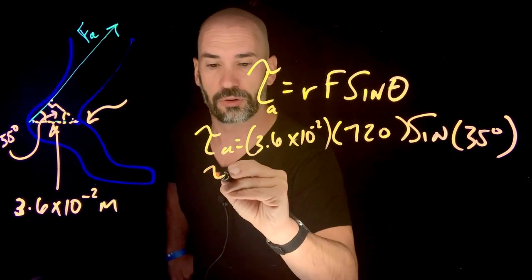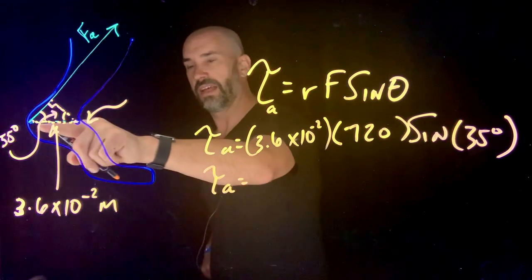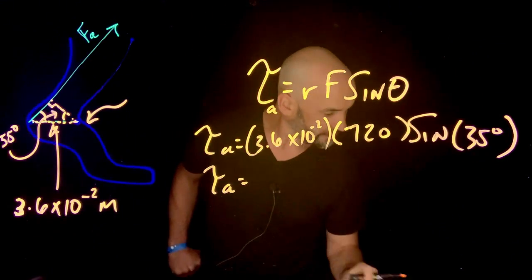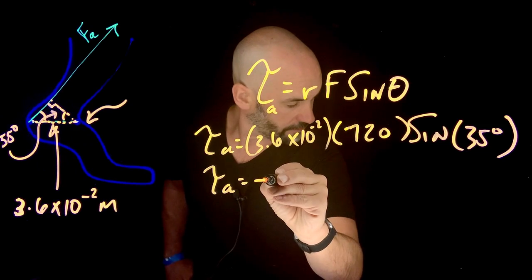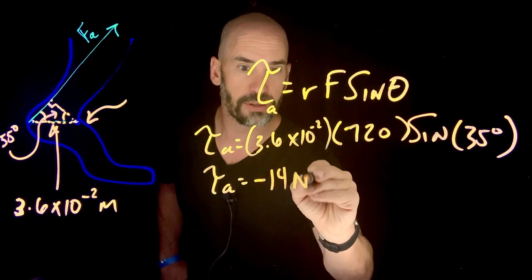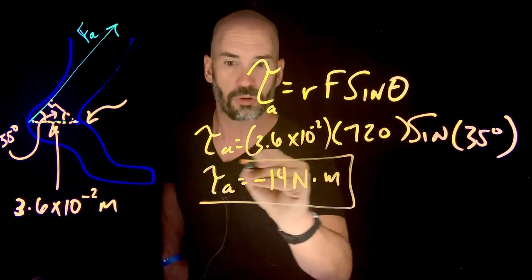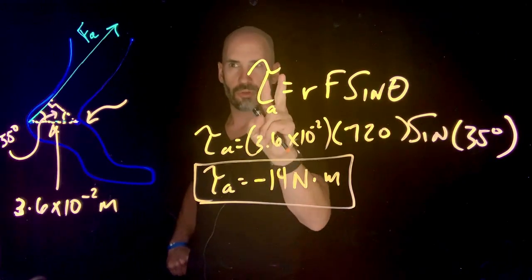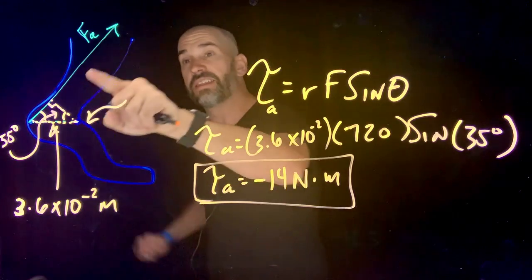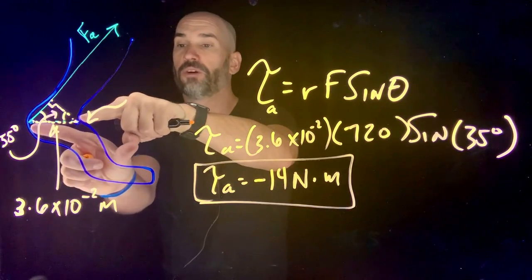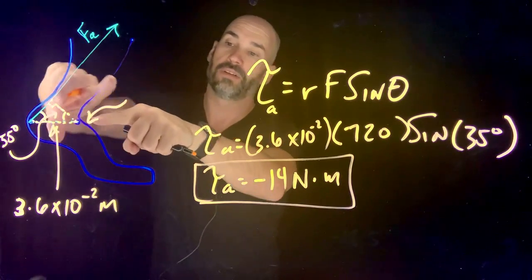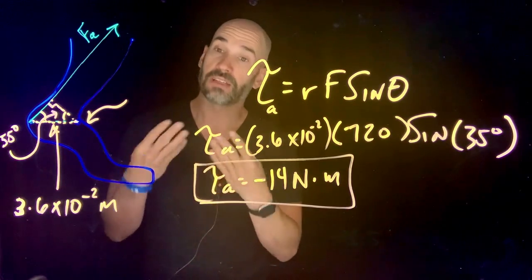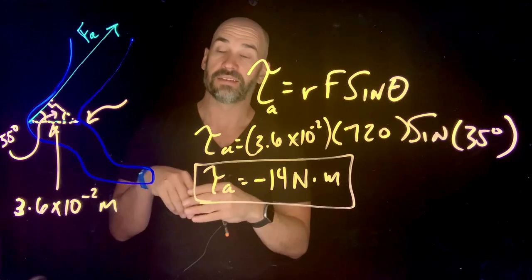Okay. So the torque that the Achilles heel is applying about this axis of rotation is going to be, according to my calculations, negative 14 Newton meters. When you put this all in your calculator and calculate. Why negative? Because this force here wants to make the foot rotate in a clockwise manner, all right? And any forces that make an object want to rotate clockwise is a negative torque.